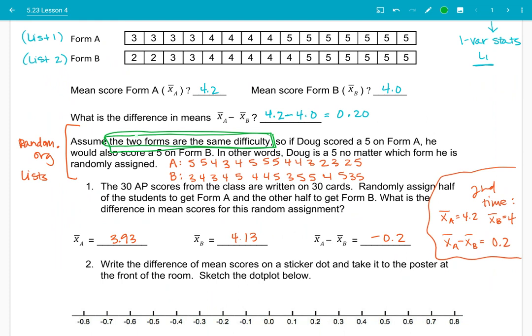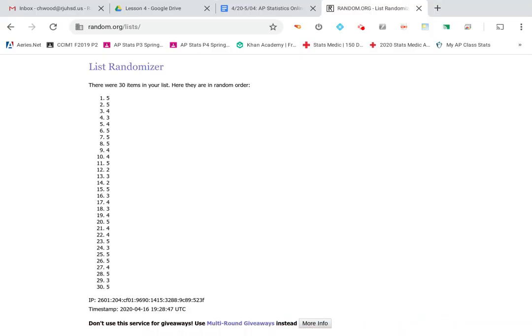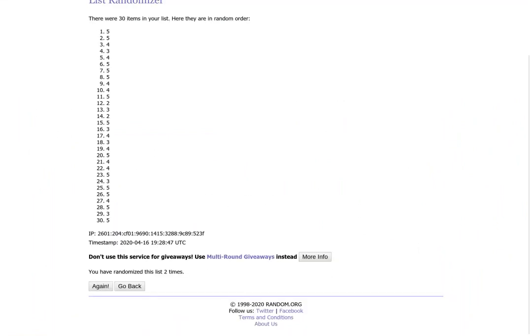So if that's the case, you should be able to take all 30 numbers and shuffle them up into 2 new piles of 15 each. So that's exactly what I did. I went to random.org, like we've done before, and I typed in all 30 numbers, and then I hit randomize my list. And the first 15 I made form A, the second 15 numbers I made form B.